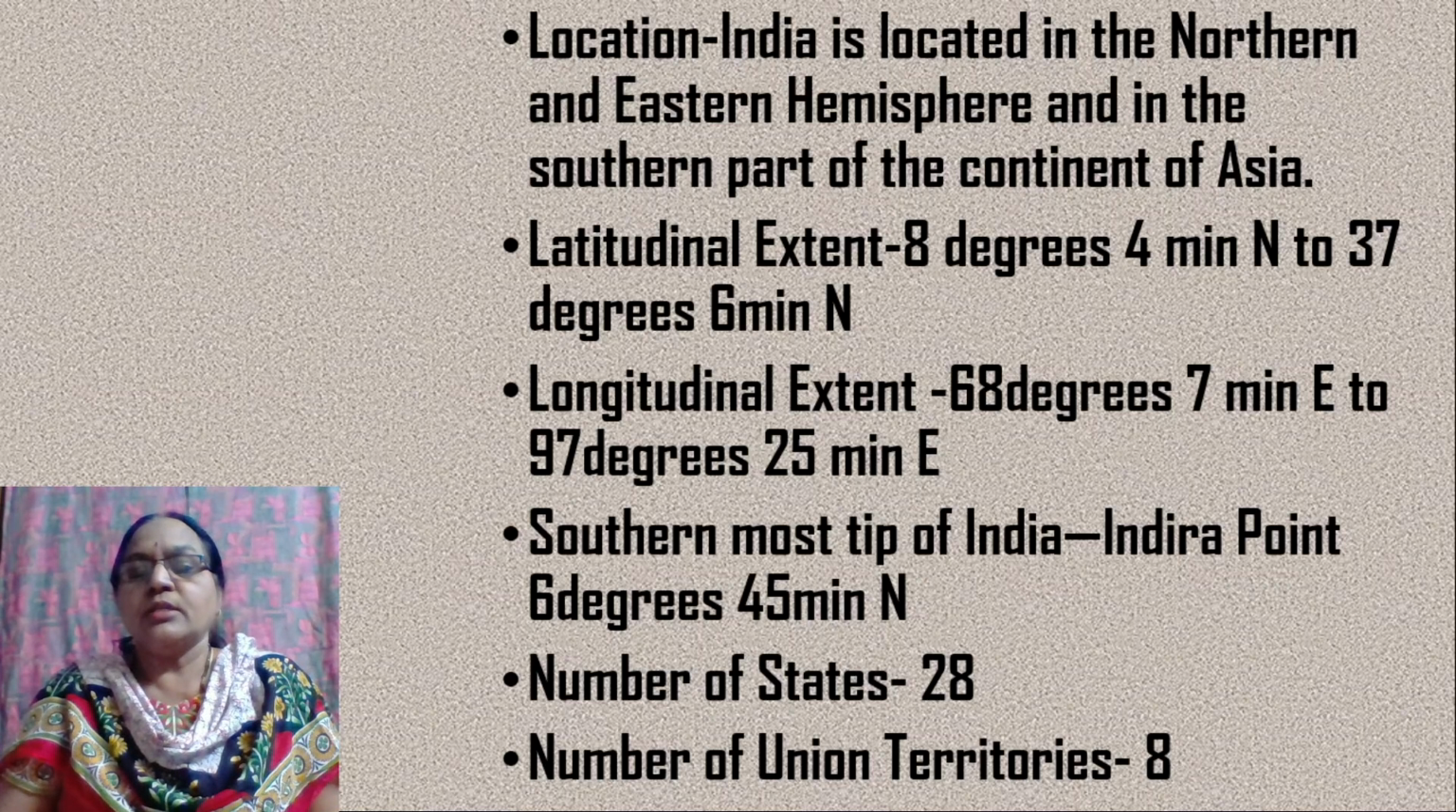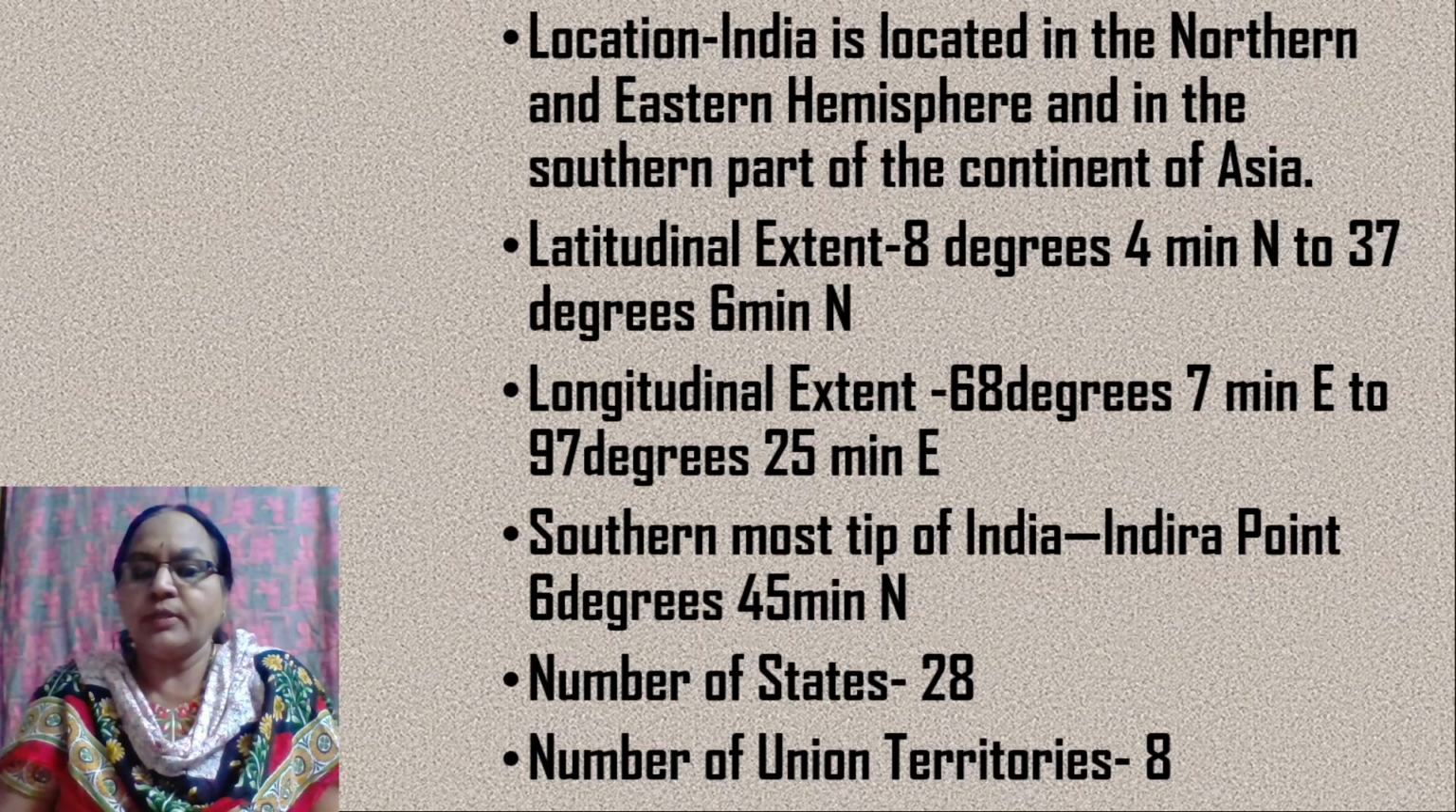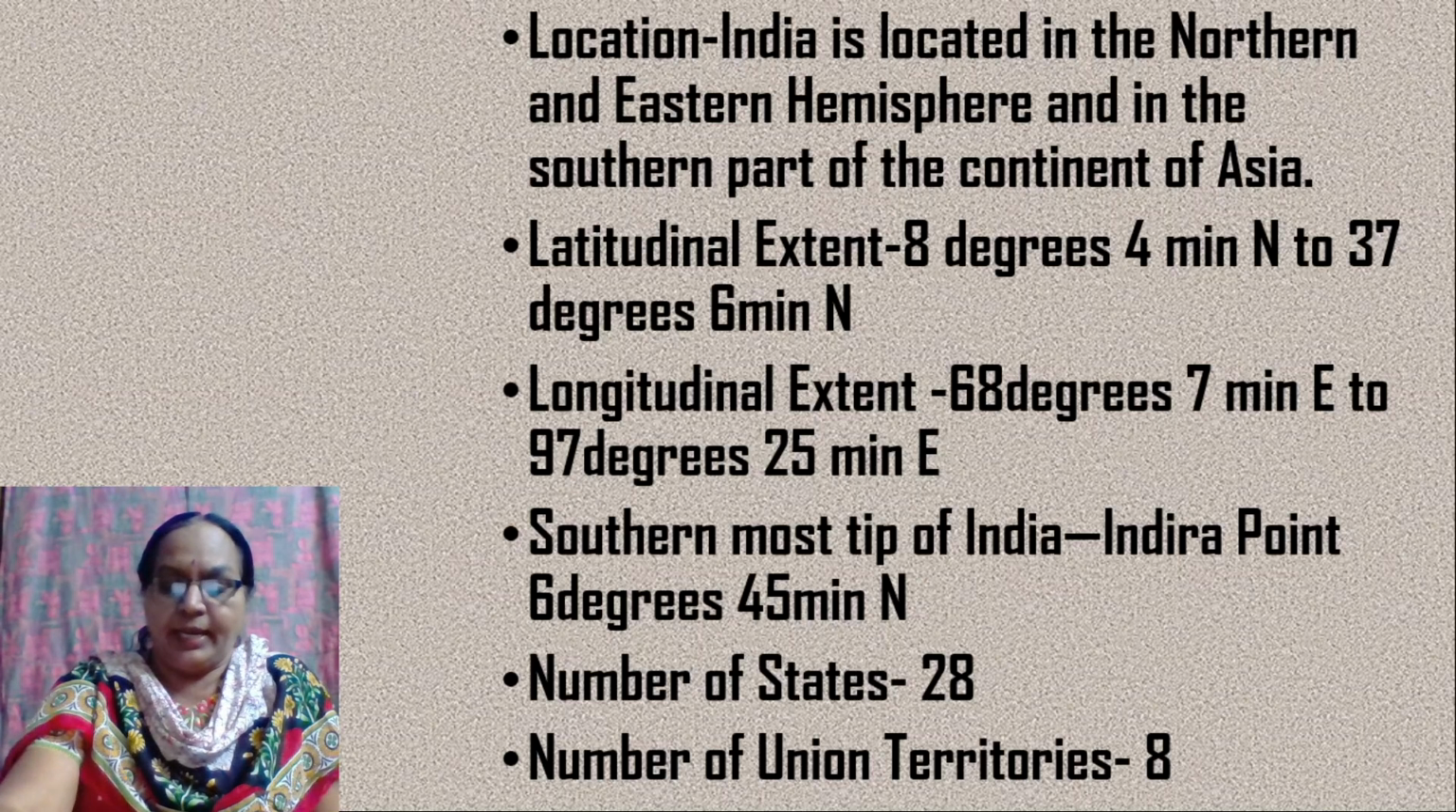Latitudinal extent is 8 degree 4 minutes north to 37 degrees 6 minutes north, and its longitudinal extent is 68 degree 7 minutes east to 97 degrees 25 minutes east. Indira Point is the southernmost tip of India, which is at 6 degree 45 minutes north. Number of states in India today is 28 and union territories is 8.